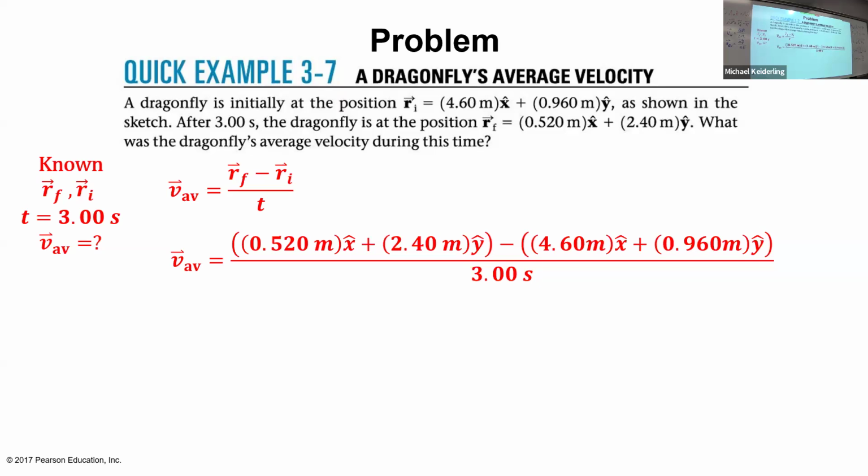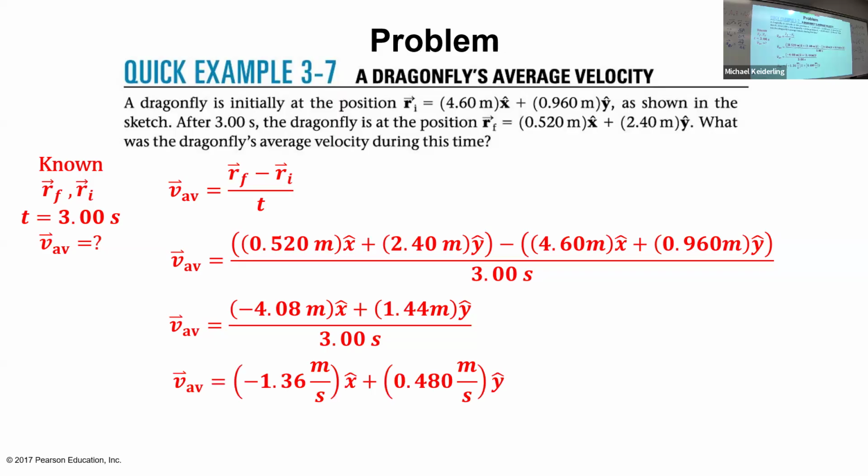So first, we combine like terms on the top. We combine the X's and the Y's. We get negative 4.08 meters X and 1.44 meters Y. And that's divided by 3 seconds. So then we divide each term by 3 seconds. So we get negative 1.36 meters per second X and 0.480 meters per second Y.